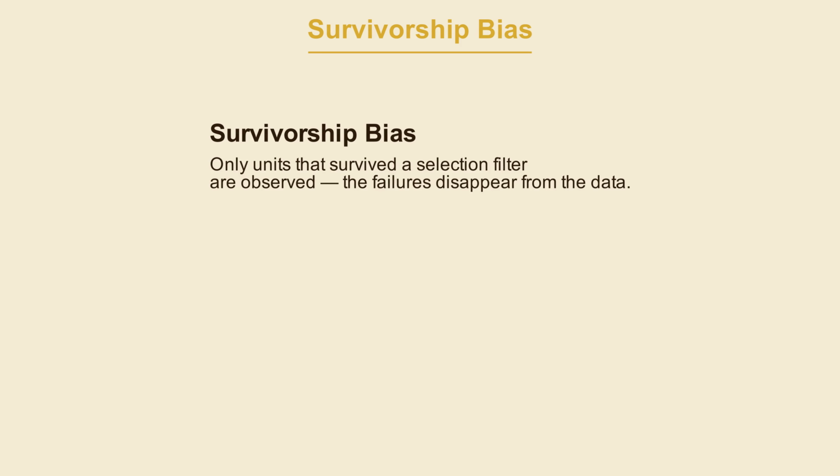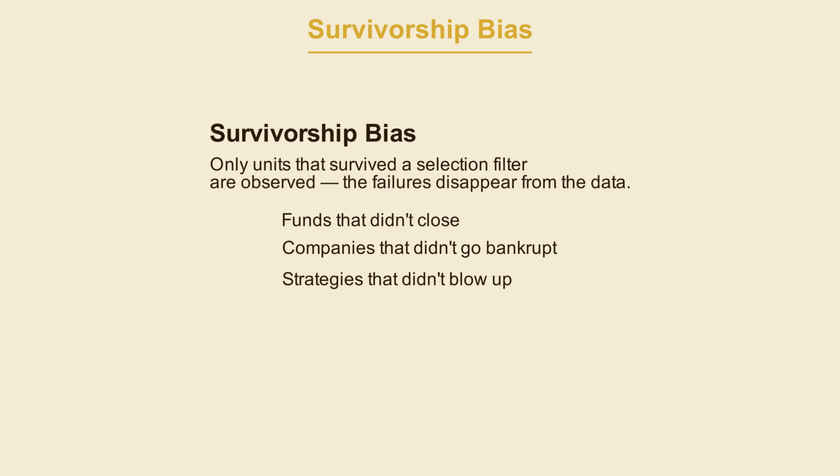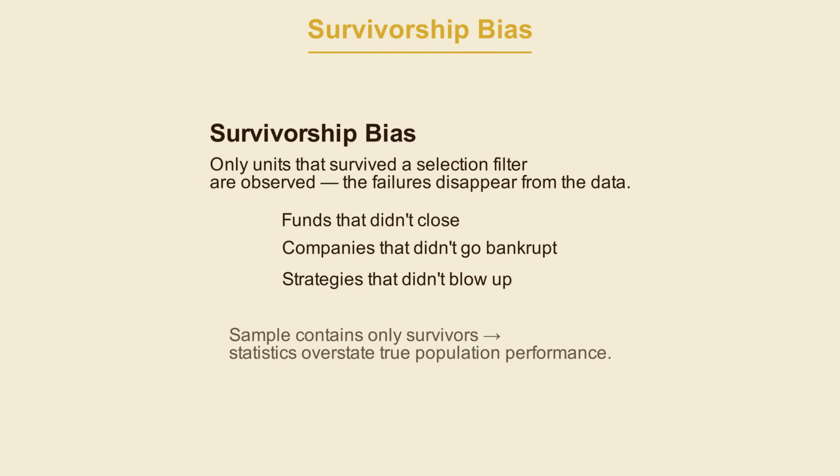There's a specific version of sampling bias that shows up constantly in finance, which we'll call survivorship bias. Survivorship bias happens when you only observe the units that made it through some sort of selection filter. For example, this could include things like funds that didn't close, the companies that didn't go bankrupt, the strategies that didn't blow up, the ones that didn't survive getting dropped off the sample automatically. So your sample contains only the survivors, and any statistic you calculate from it overstates the true population characteristic.